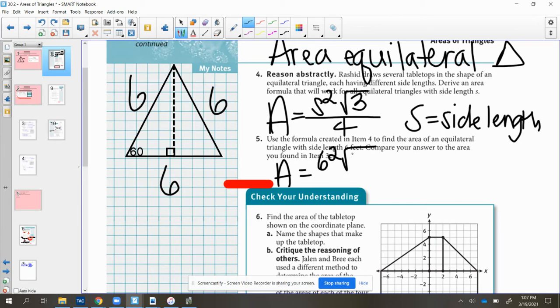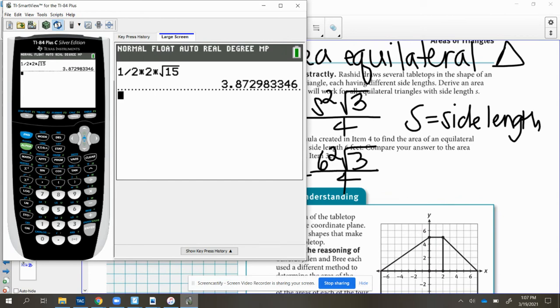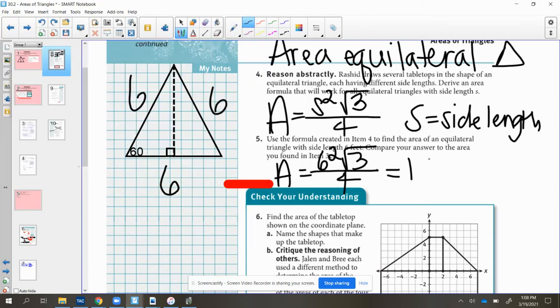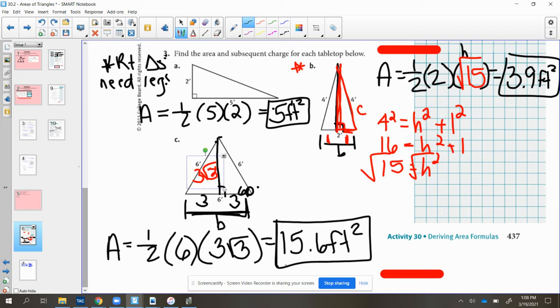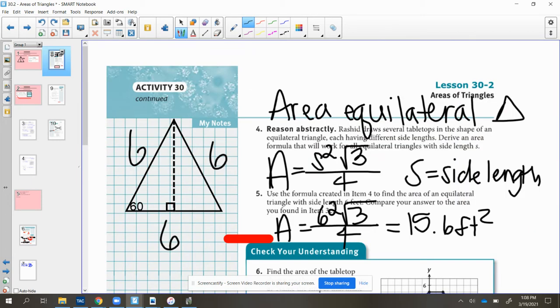So 6 squared times the square root of 3 all divided by 4. If we type that in, 6 squared times the square root of 3 all divided by 4 would be about 15.6, which, if you remember from the last page, is what we got for our answer doing it the other way. So notice the equilateral triangles have their own special formula, okay?